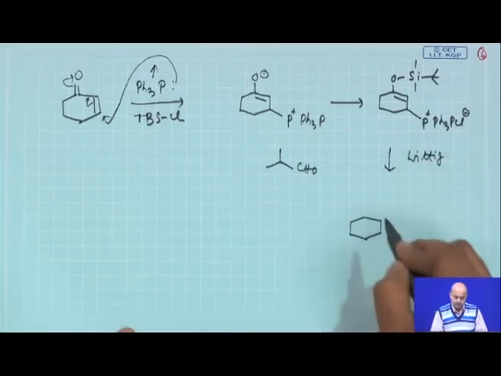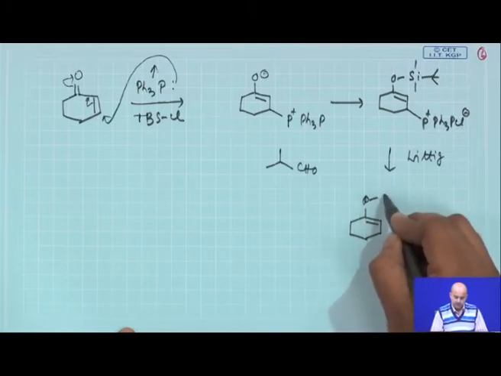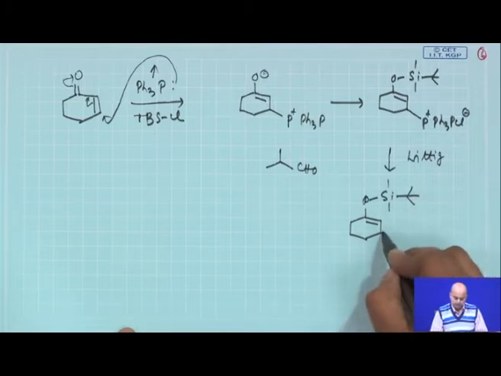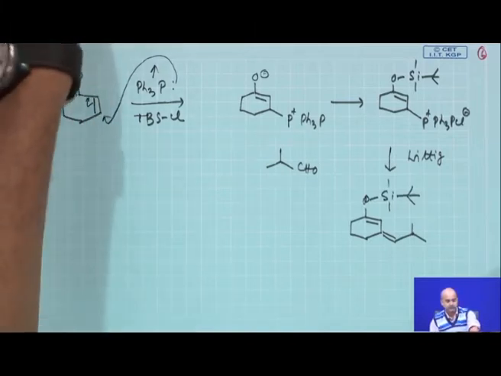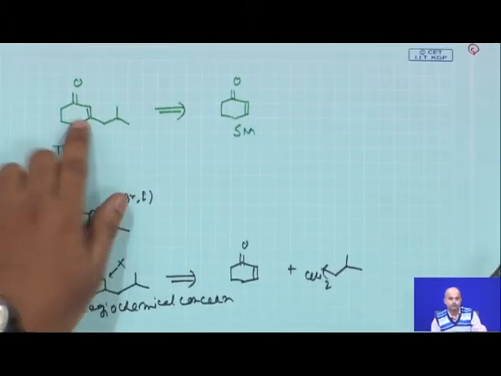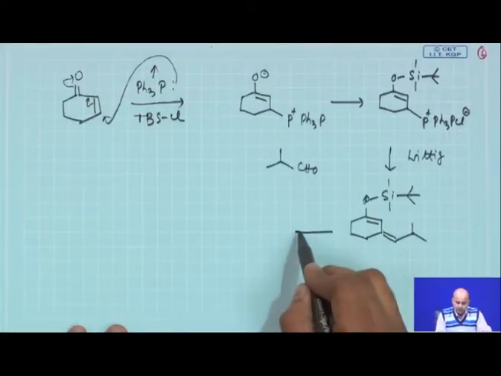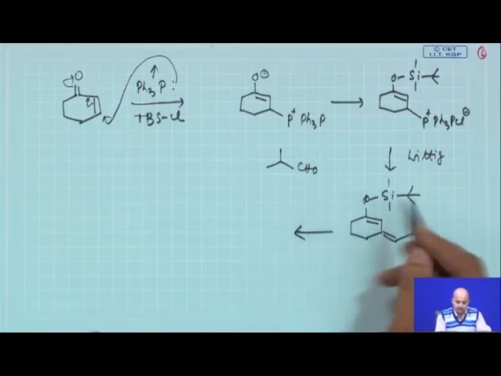Now, as I say, this is not a usual transformation, it is kind of an unusual thing, but still it gives you a very nice approach. So, now we are basically making this compound. Now, try to correlate with this target, the target was basically this. So, this enol silyl ether now needs to be hydrolyzed, because in the final target the silyl ether is not there. So, what do you do?